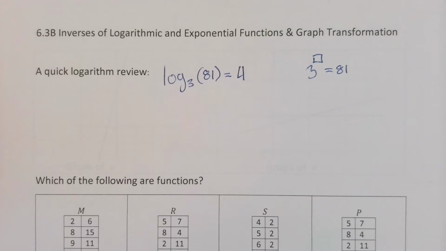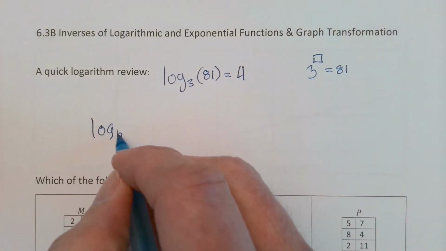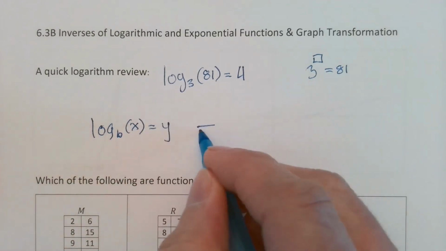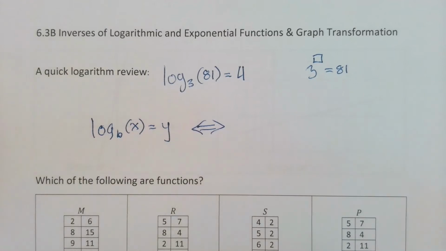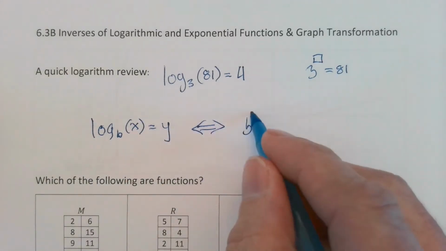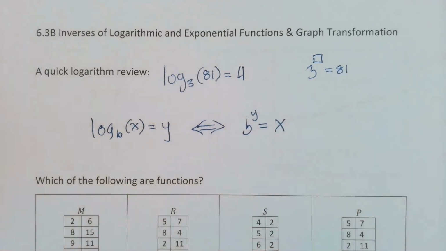That's just one example. But in general, a base b logarithm of a number x is equal to y if and only if that y is the exponent that sits on that base to make what's inside of the logarithm, the argument of the logarithm.